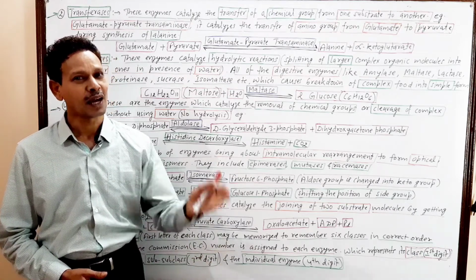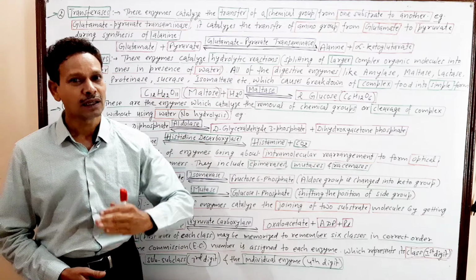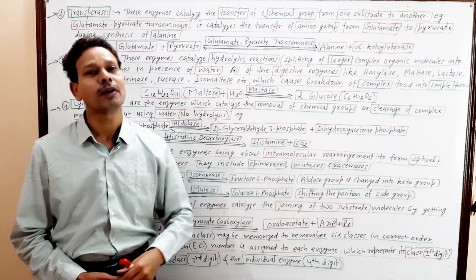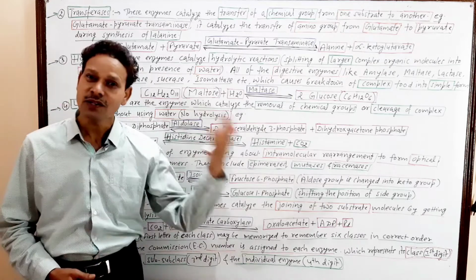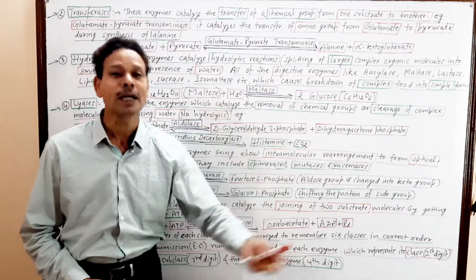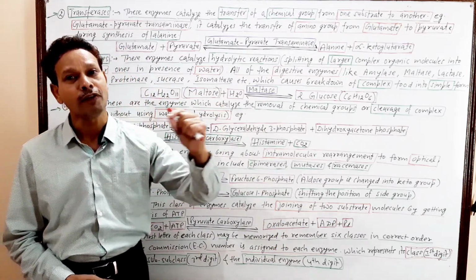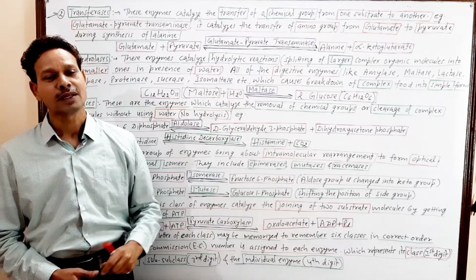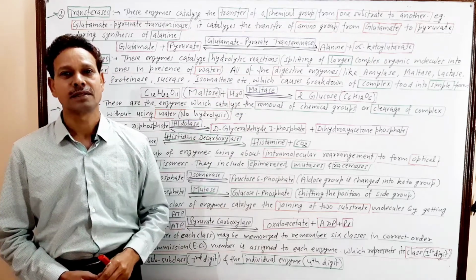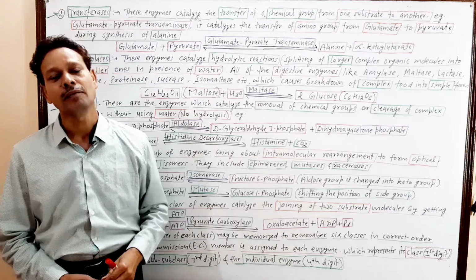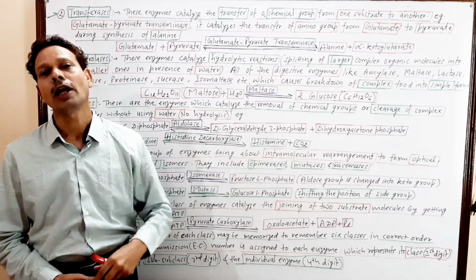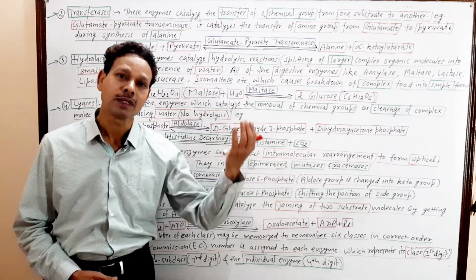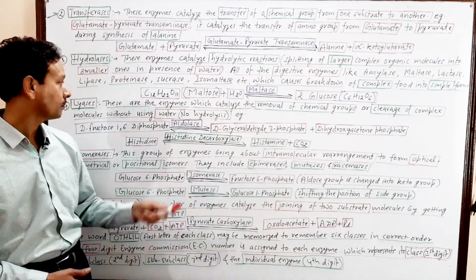Like amylases convert starch into a simple form, glucose. Proteases convert complex proteins into a simple form, amino acids. Similarly, lipases, in presence of water, act upon complex lipid molecules to convert them into simple forms, fatty acids.